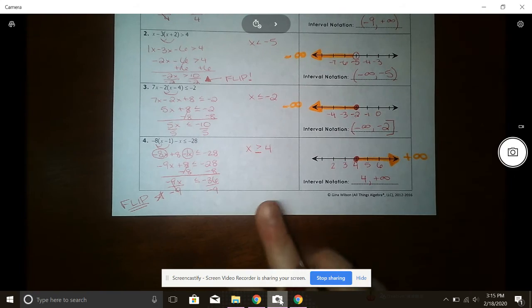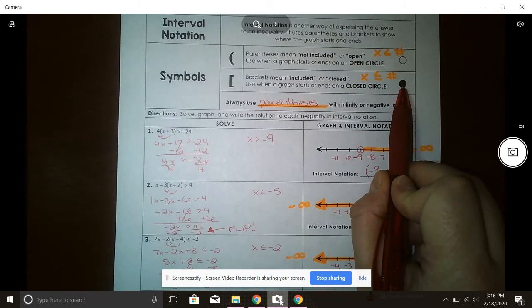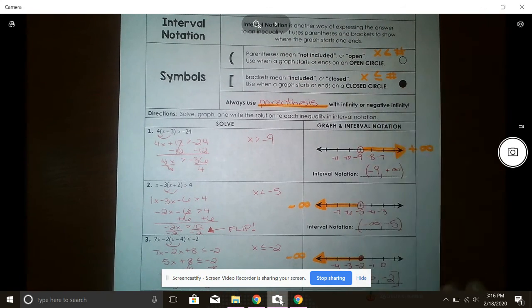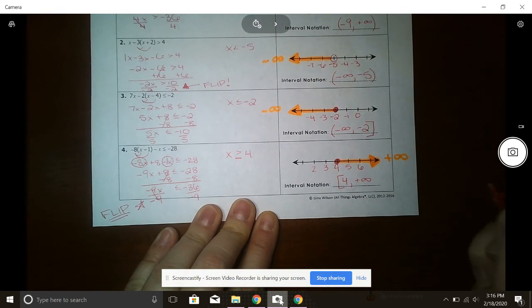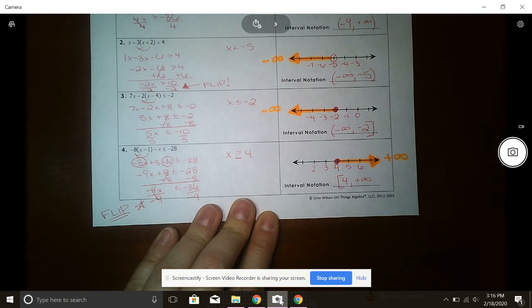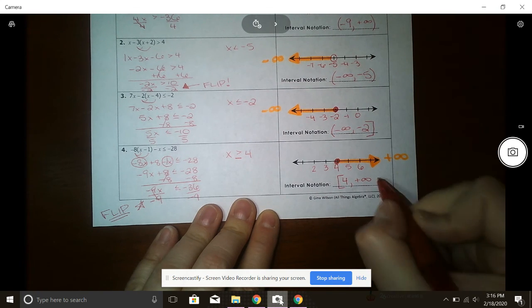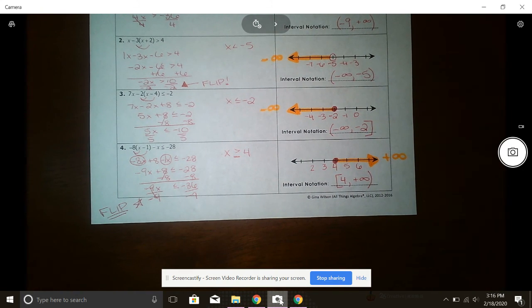If you check your notes up top, a bracket is used when you want to include a value. That's just like the closed dot on the number line. So here, I want to include 4, so I use a bracket. And I can never include an infinity because it just keeps getting bigger and bigger and bigger, so I always use a parenthesis on my infinity sign.